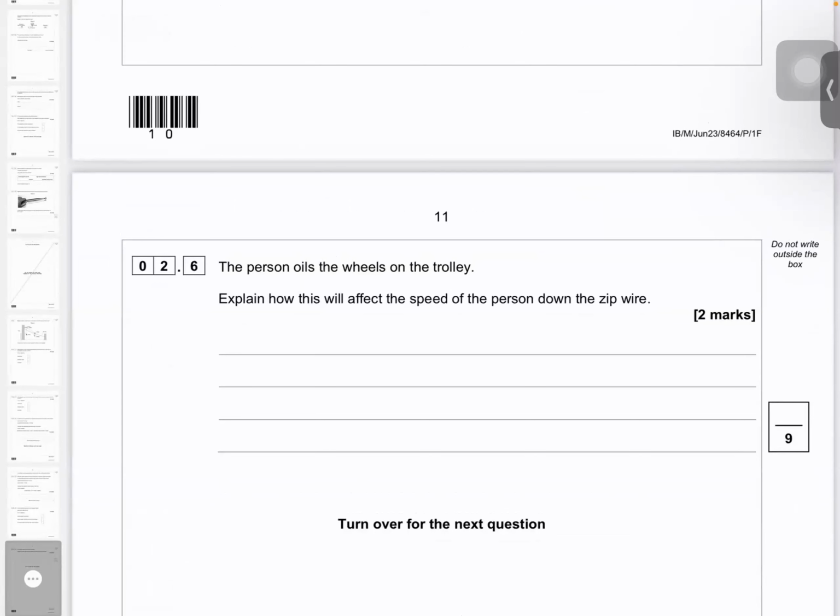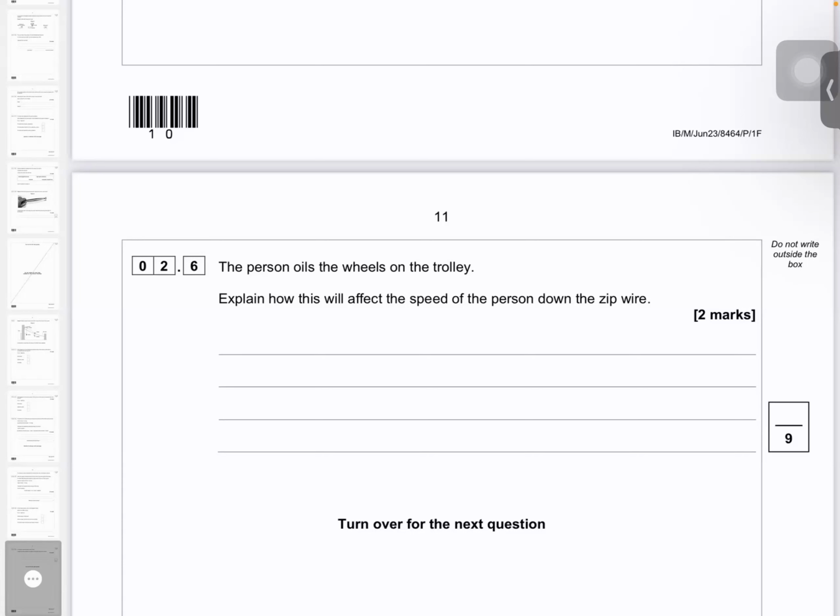Okay. The person oils the wheels on the trolley. Nice one. I guess he knows there's friction. So what would oil do? Oil is going to definitely reduce the friction and increase his speed. Yeah, that's what's going to happen.